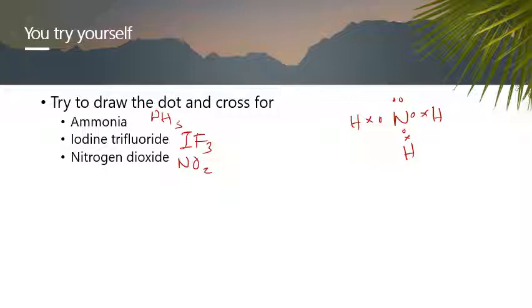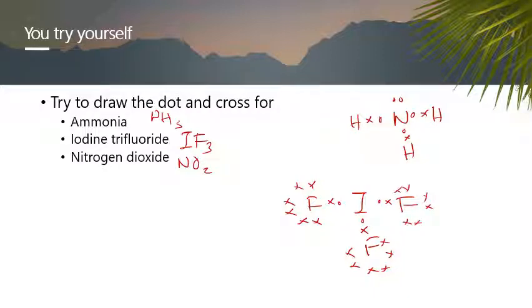Iodine trifluoride: iodine, fluorine, fluorine, fluorine. Fluorine is group 17, so it needs one bond. Fill in the other electrons. Iodine has got 7, 1, 2, 3, 4, 5, 6, 7. And that's iodine trifluoride.